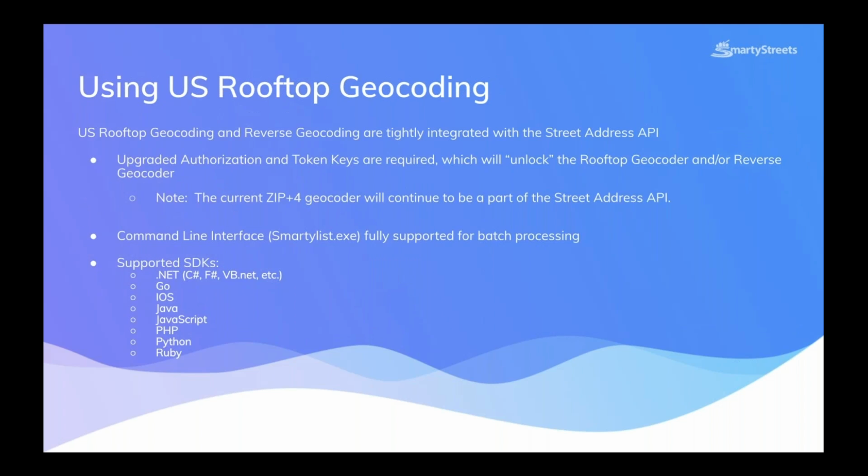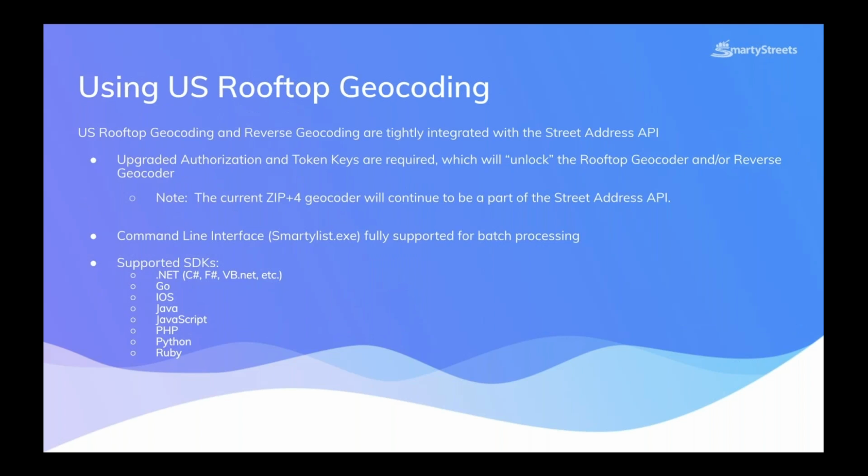For those of you who are current customers or prospective customers, how do you use the SmartyStreets geocoder? Well, we hope it's going to be pretty simple. The SmartyStreets Rooftop Geocoder and Reverse Geocoder are very tightly integrated with the Street Address API. You can use upgraded authorization and token keys. They will unlock the Rooftop Geocoder and Reverse Geocoder. It's really just as simple as putting in those new auth and token keys.